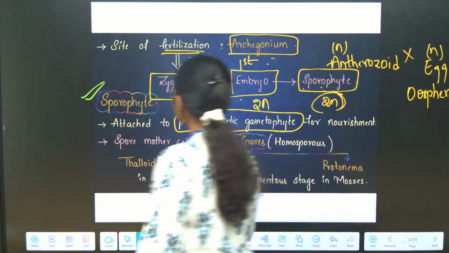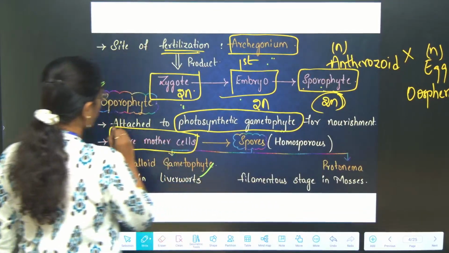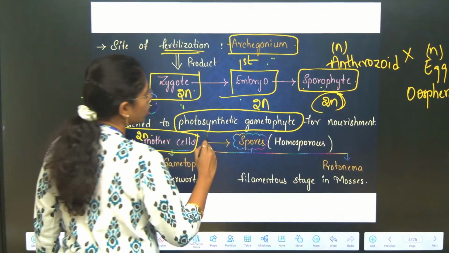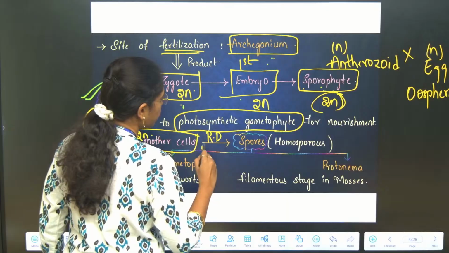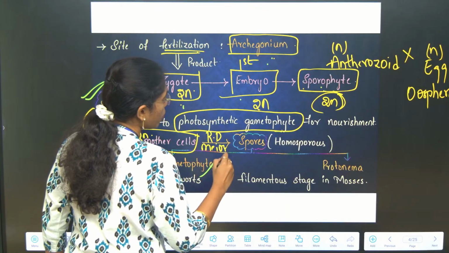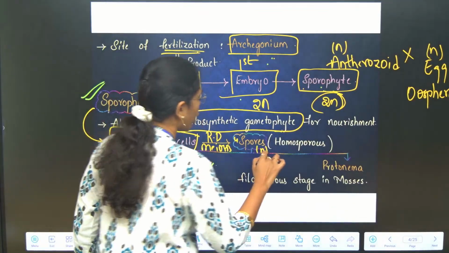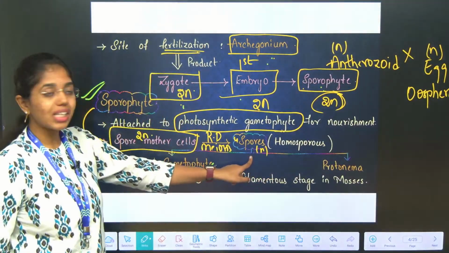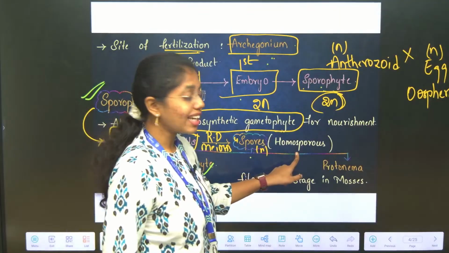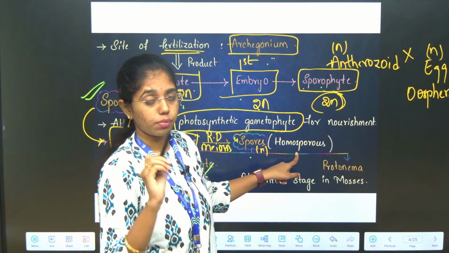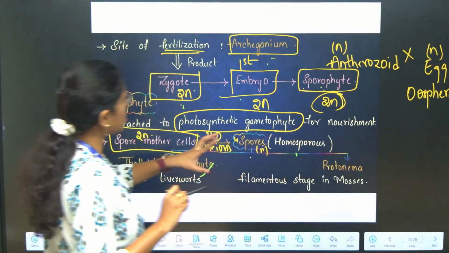Spore mother cells are present here in the sporophyte. Spore mother cells are diploid. They undergo reductional division or meiosis and produce 4 haploid spores, and all spores are alike. So, you call it the homosporous condition. Only the homosporous condition is observed in bryophytes. I hope this is clear.